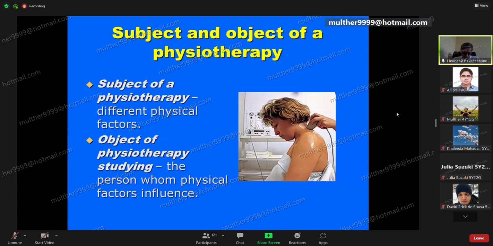What is the subject and object of physiotherapy? As you can see, the subject of this discipline is different physical factors, as I said before, natural and artificial. As for the object of physiotherapy study, it is the person or persons whom physical factors influence, who used these technologies in their rehabilitation and treatment, and sometimes in prophylactic.